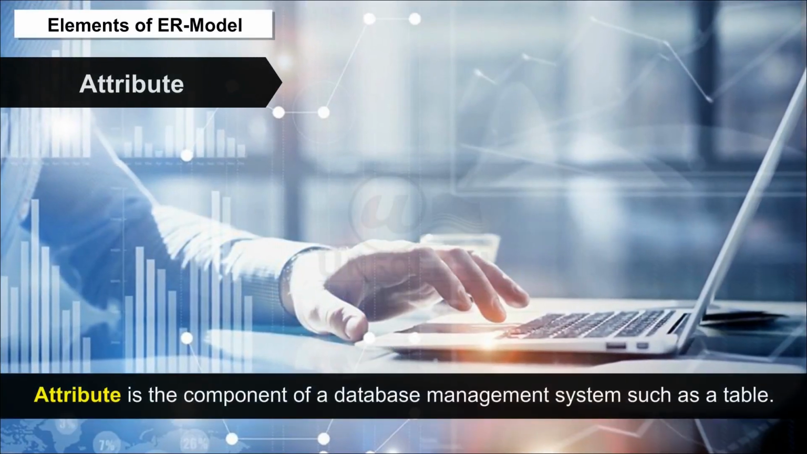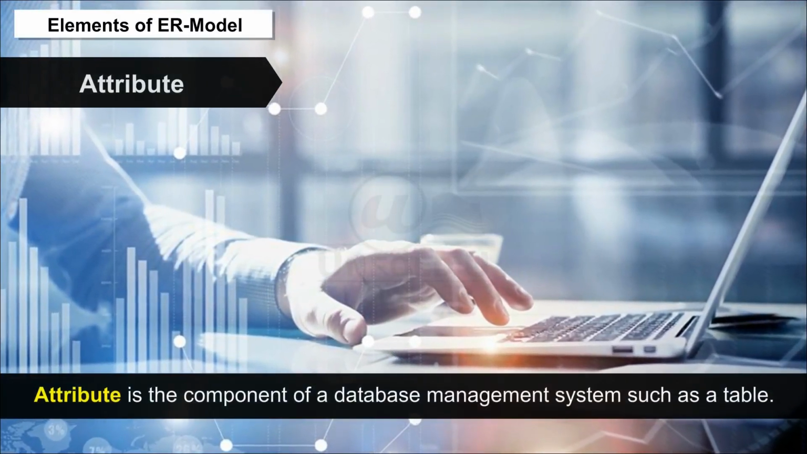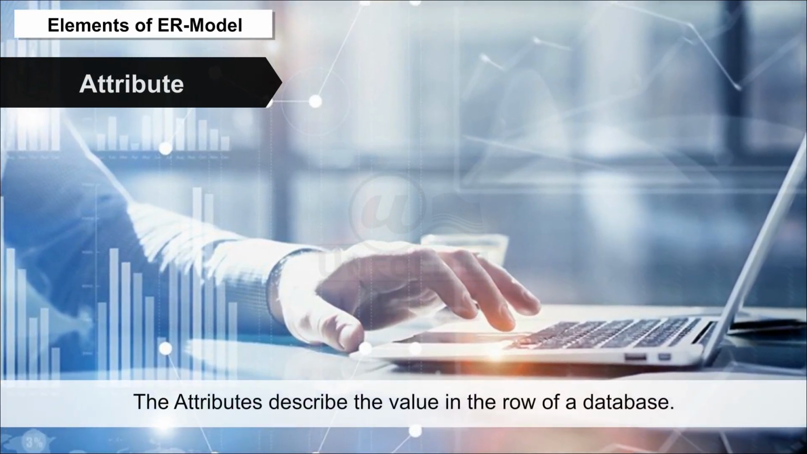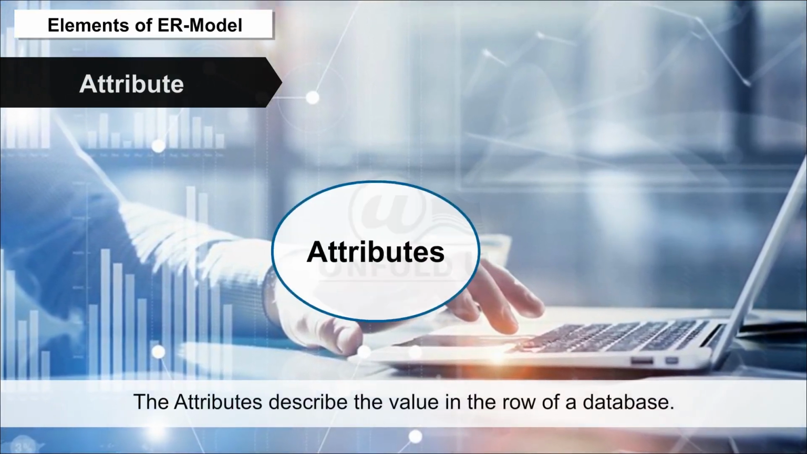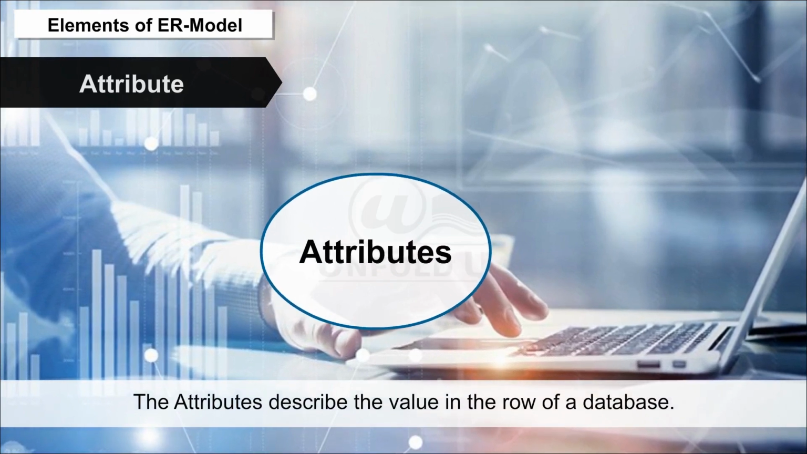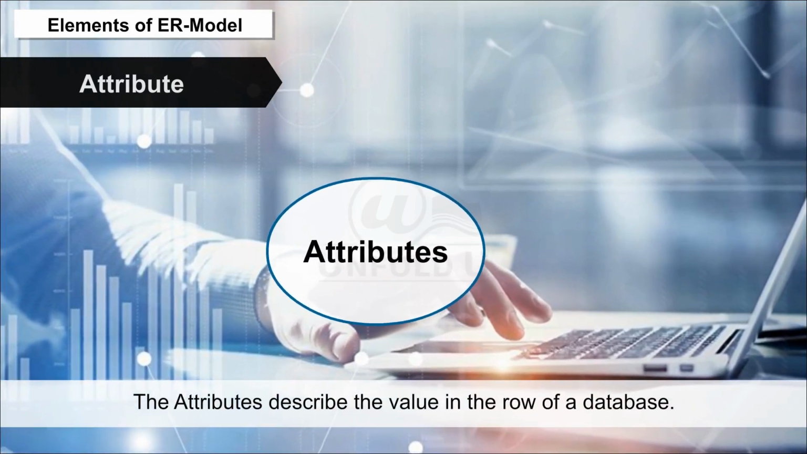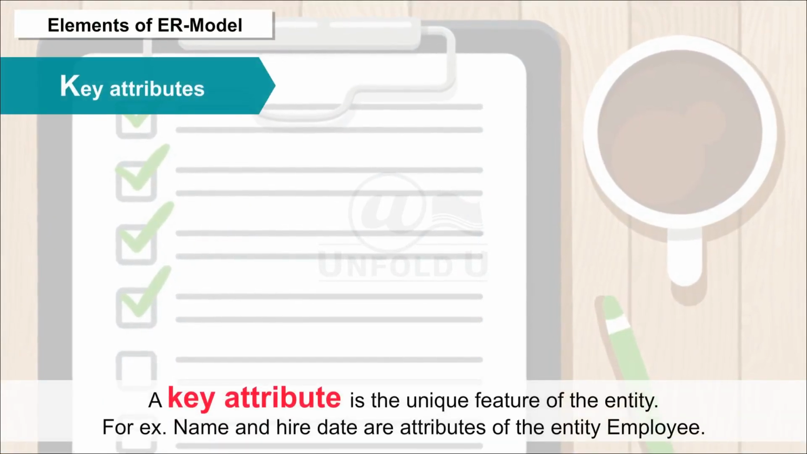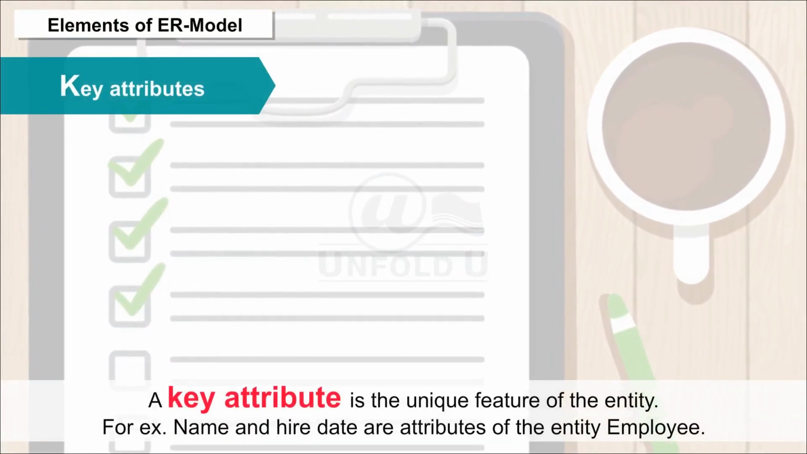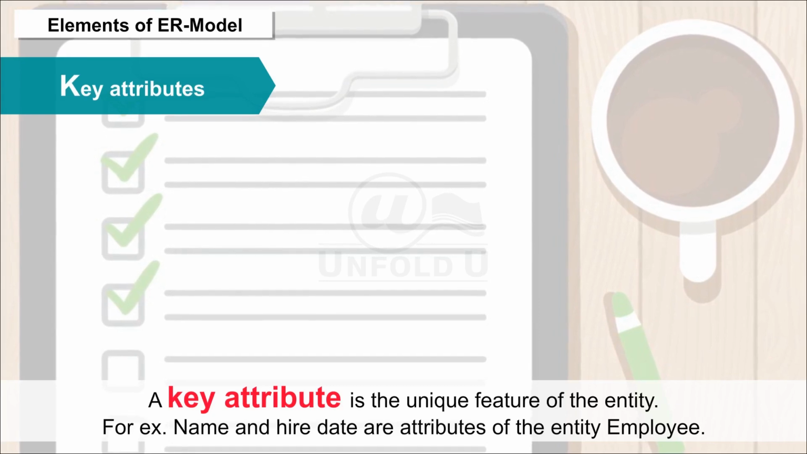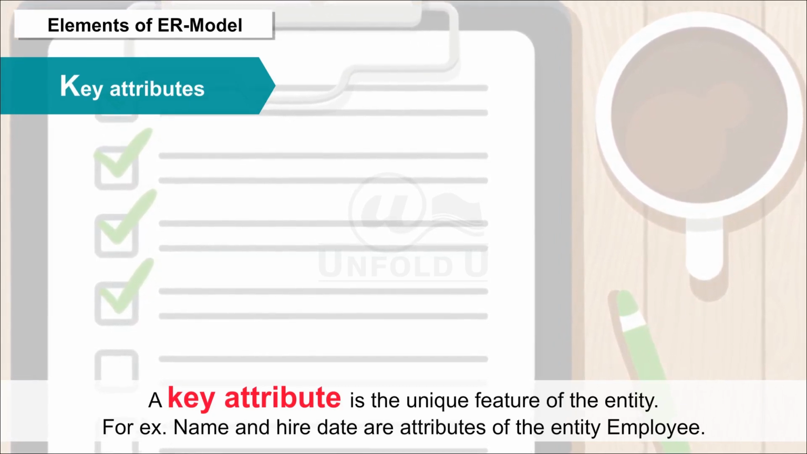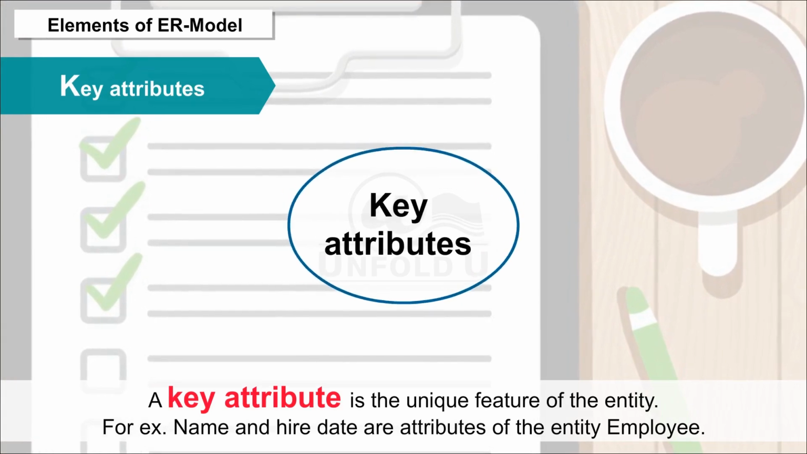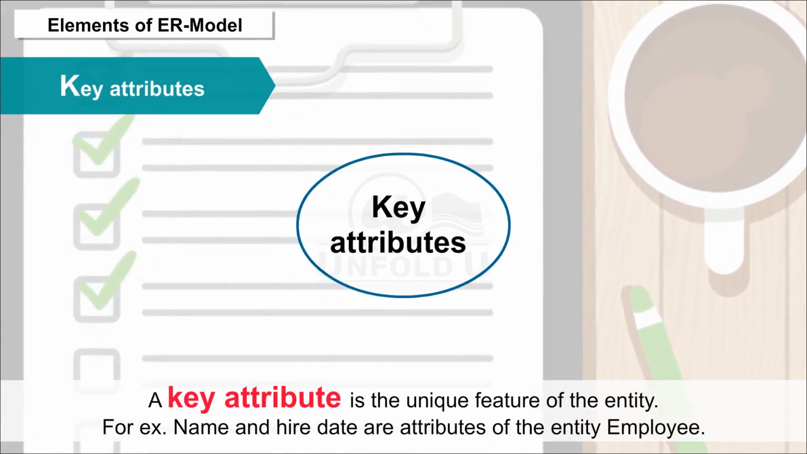Attribute. Attribute is the component of a database management system, such as table. The attributes describe the value in the row of a database. Attribute names are enclosed in oval and attached to their entity type by straight lines. Key attributes. A key attribute is the unique feature of the entity. For example, name and hire date are attributes of the entity employee. These attributes are in ovals and attached to their entity with straight lines.